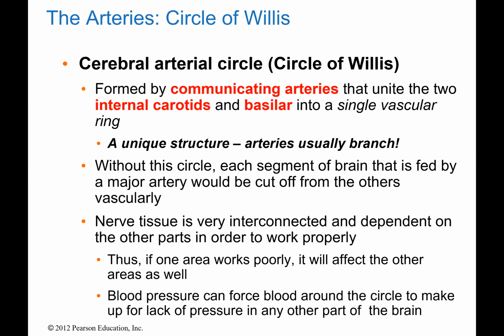So let's say somebody had a stroke and there's a clot somewhere in the brain and it's blocking the flow of the blood. Blood pressure can force blood around that circle to make up for any lack of pressure in any part of the brain elsewhere. So it helps compensate for damage that may have occurred, an injury that may have occurred, to help continue to supply blood to the rest of the brain so that it can function and survive. So the circle of Willis, the cerebral arterial circle, has a very important function in making sure that all the parts of the brain are able to receive blood supply on a constant basis, even if there is damage or injury.